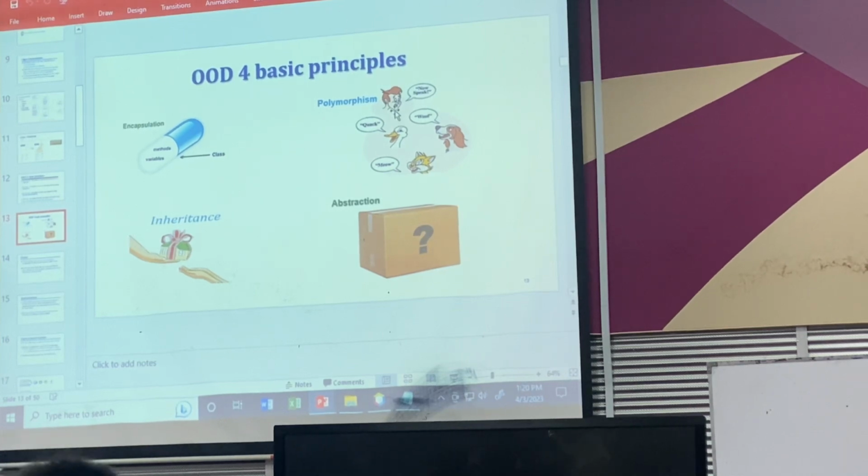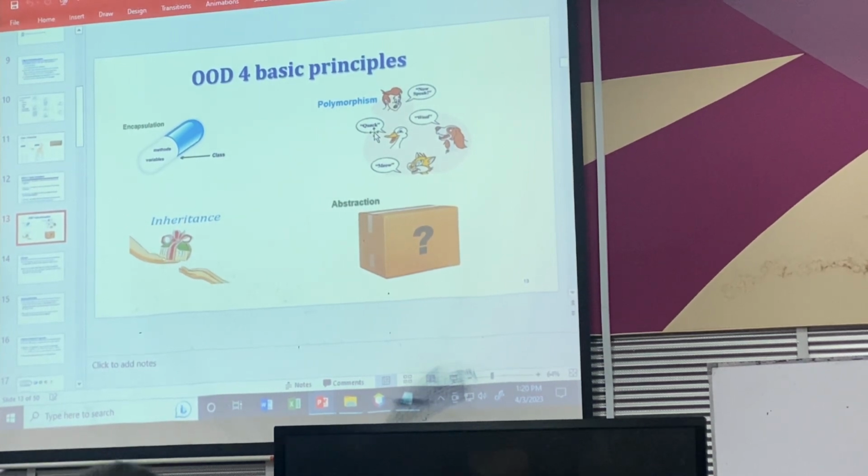Let's say the person, how does the person speak? Maybe you say hello. Then how does the duck speak? Quack quack, something like that. Then the cat is meow, something like that. So different objects can act differently, even though the method is the same.